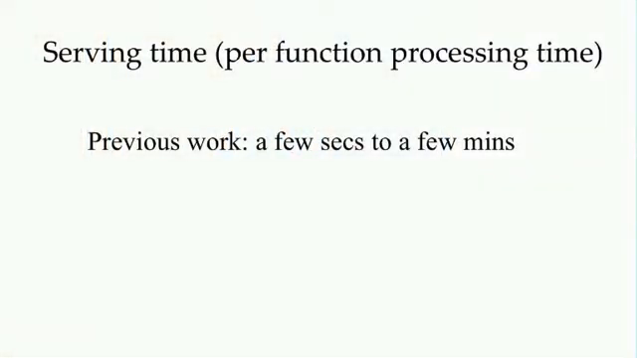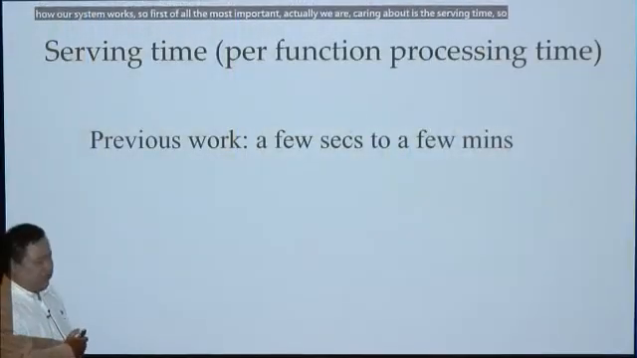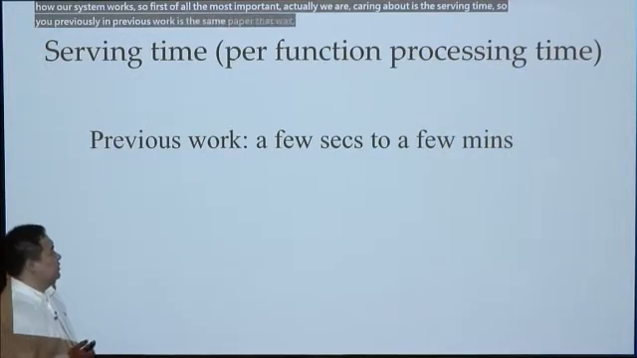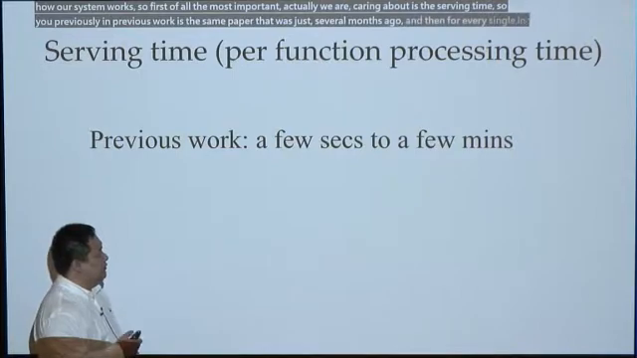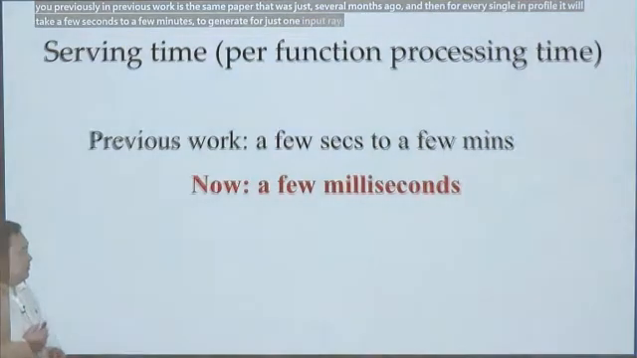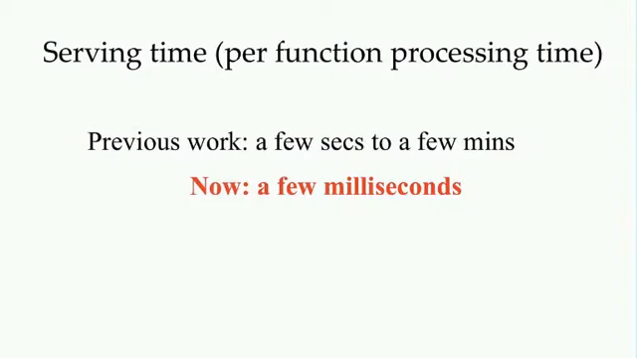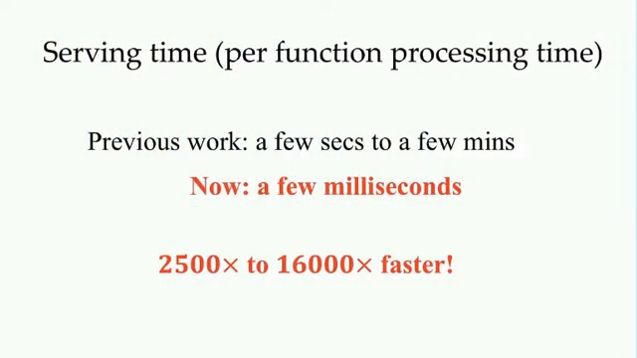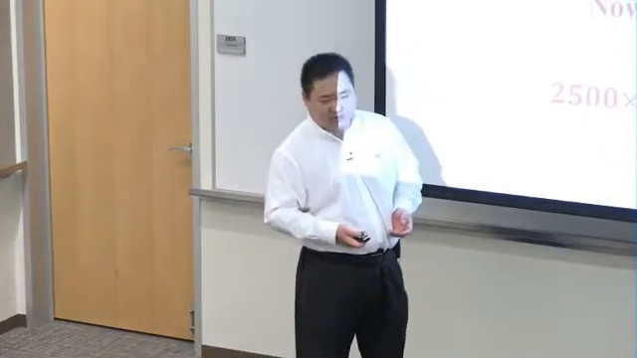And then I'll just give you a few statistics about how our system works. First of all, the most important metric that we are caring about is the serving time. The previous work is the CCS 16 paper that was just several months ago, and for every single input file, it will take a few seconds to a few minutes to generate the embedding for just one input, right? And using a deep neural network, it just takes a few milliseconds. So if we compute the improvement, that's at least a 2,500 times speed up, and in the best case, we can achieve over 16,000 times speed up. So this is a huge improvement in terms of the serving time.